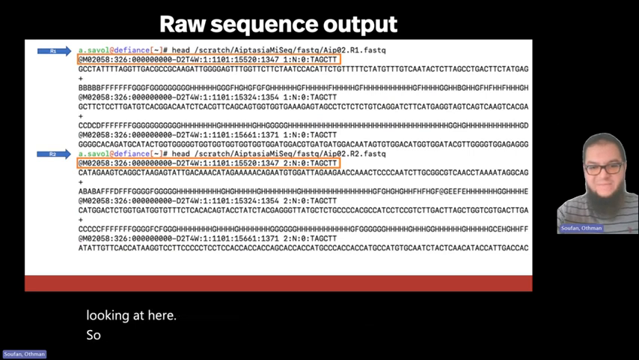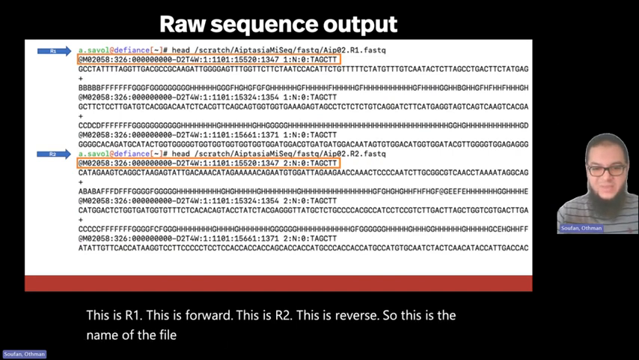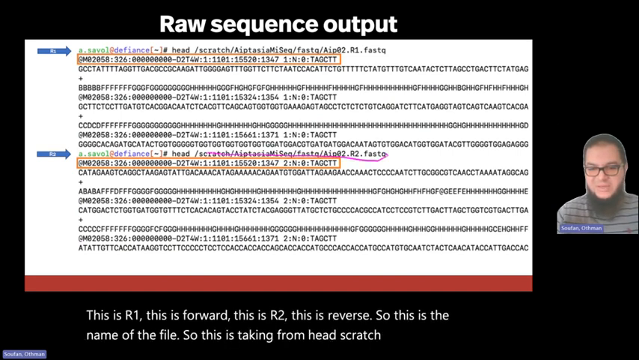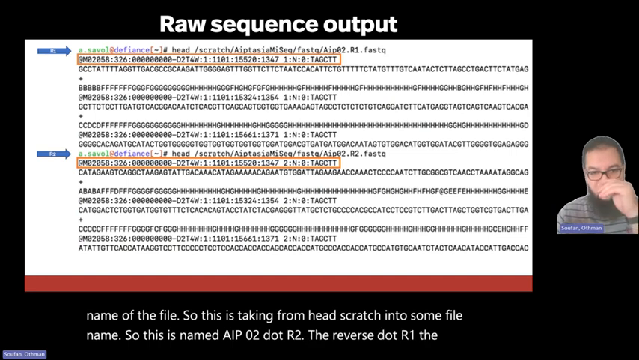So this is a FASTQ file. This is R1, the forward. This is R2, the reverse. So this is the name of the file, taken from head scratch into some file name. It is named AIP02.R2, the reverse, and R1, the FASTQ. So we have two FASTQ files.